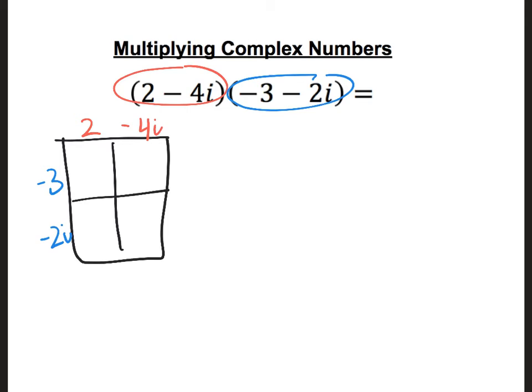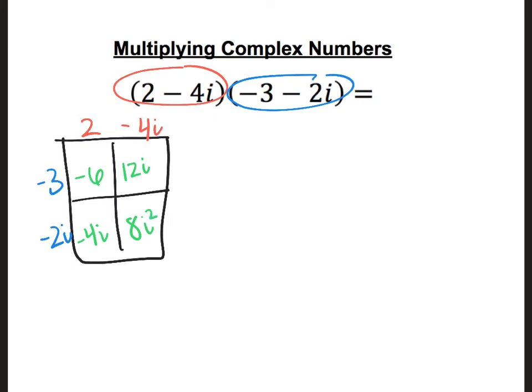Again, we're going to multiply. So I'm going to do negative 3 times 2 is negative 6. Negative 3 times negative 4 is 12. And then don't forget your i. Negative 2 times 2 is negative 4. And then don't forget the i. And my last one, negative 2 times negative 4 is 8. And i times i is i squared.